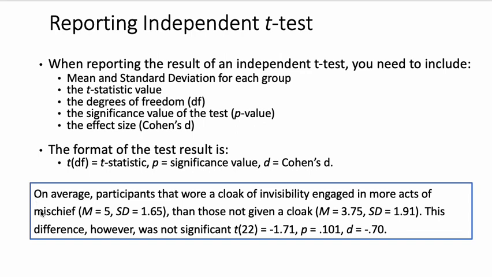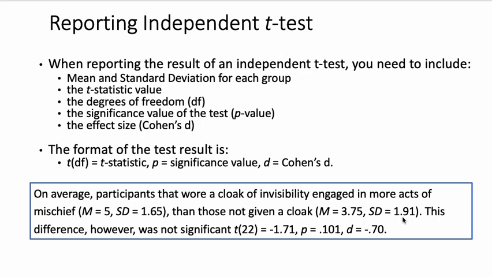And you just write a brief sentence explaining the difference between the two groups. So on average, participants that wore a cloak of invisibility engaged in more acts of mischief than those not given a cloak. So they engaged in more acts of mischief, on average 5, with a standard deviation of 1.65, than those not given a cloak. So on average, the no cloak was 3.75, standard deviation was 1.91.